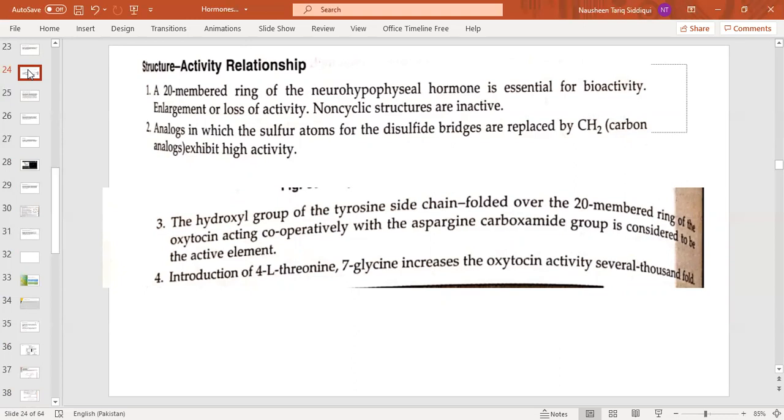Analogs in which the sulfur atoms of the disulfide bridge are replaced by CH2 exhibit high activity. I showed you the sulfur groups just now; if you replace them with CH2, the activity increases. The hydroxyl group of the tyrosine side chain folded over the 20-member ring of the oxytocin, acting cooperatively with the asparagine carboxamide group, is considered to be the active element.